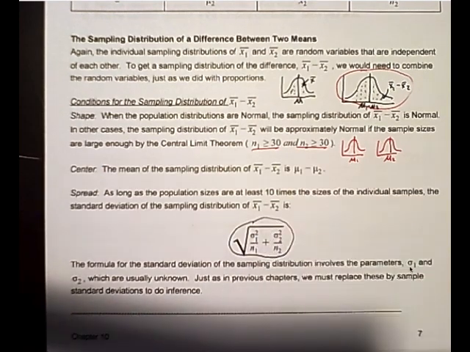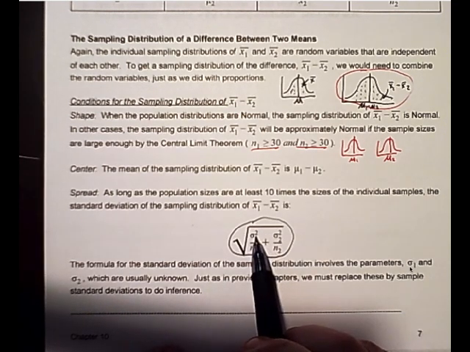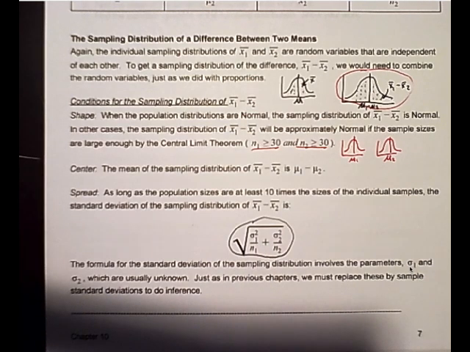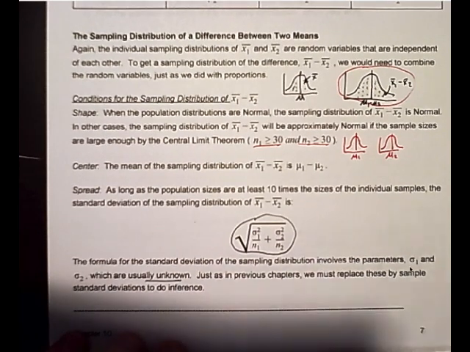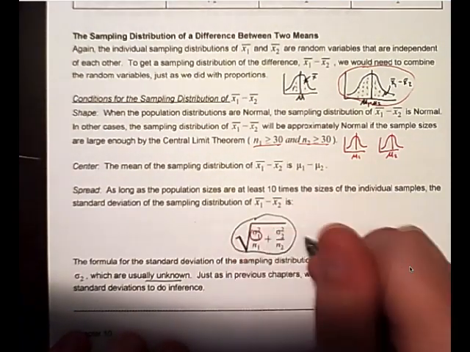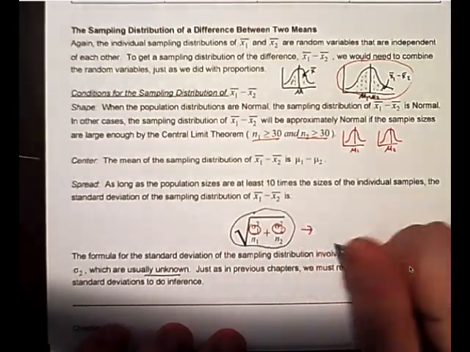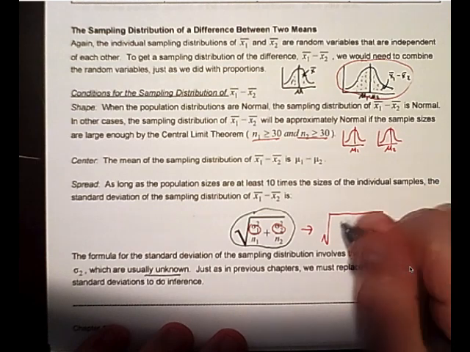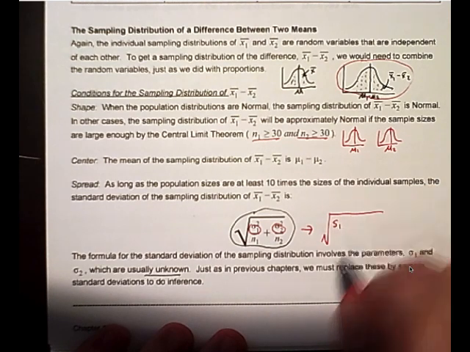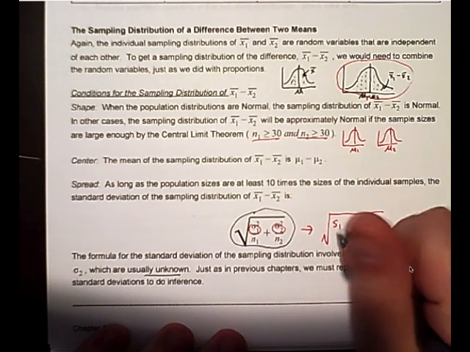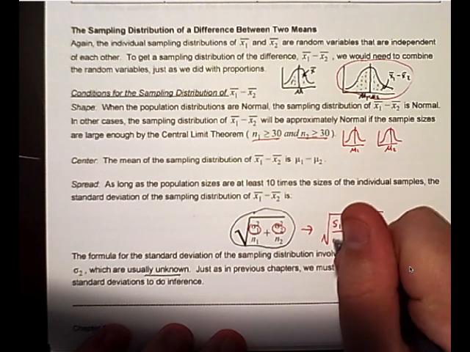But back in, I believe it was chapter 8, we couldn't actually use this because we didn't know sigma. We didn't know the true population standard deviation. These are unknown. The unknown parts are sigma 1 and sigma 2. So because I probably don't know that, in place of that, I have to use the sample standard deviation rather than the population, because I don't know it.